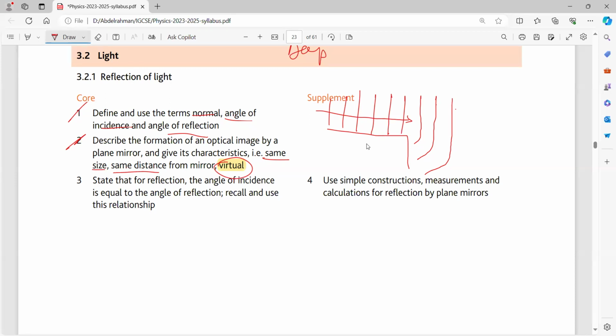What's a virtual image? It's an image that cannot be reproduced again. For example, you cannot produce this image on a screen. You cannot save this image. You cannot print this image. You cannot send it to some of your friends, for example. It's not permanent. When you look through the mirror, you can see your image. Once you go away, what happens to this image? It disappears, and that's what I mean by a virtual image. It's a non-permanent image.